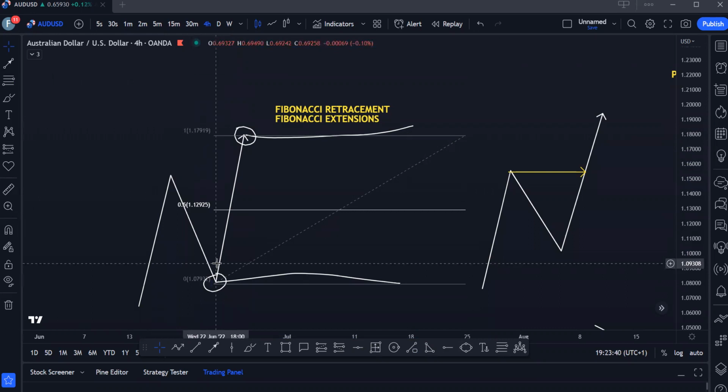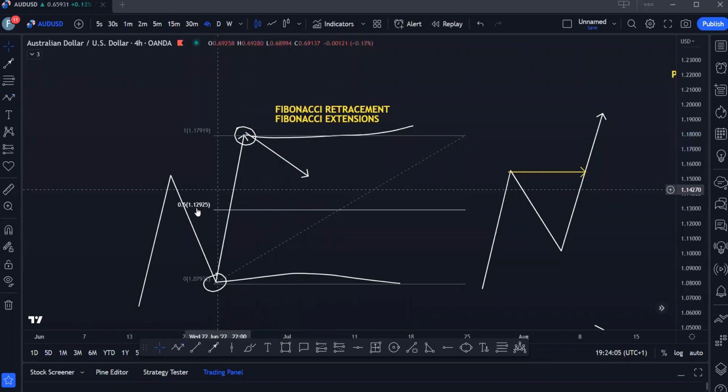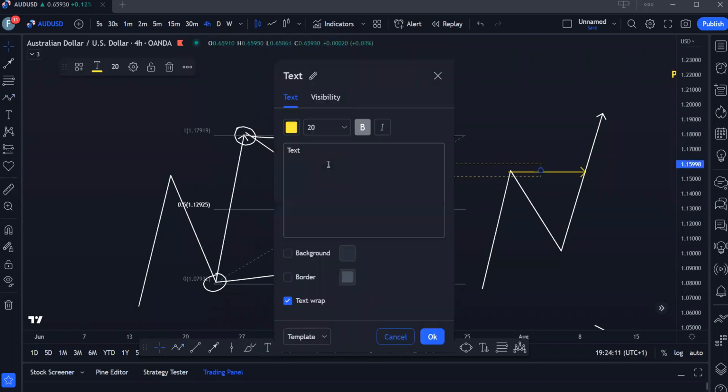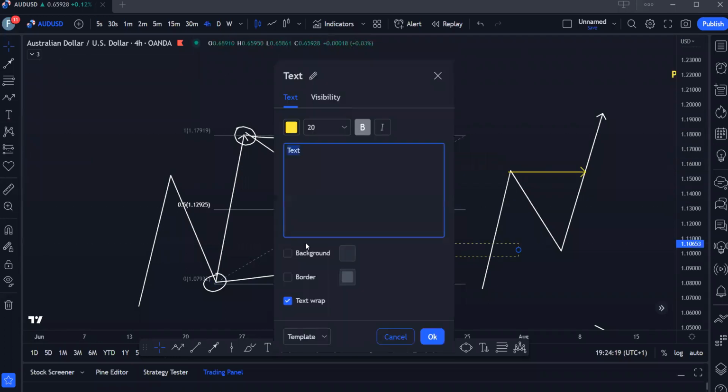When it comes to premium and discount, once price retraces to 50 here, anywhere from 0.5 to 0 is a discounted price. So you are not interested in buying when price is still in a premium. Premium in this case is 0.5 to 1. Over here in this case is a premium zone, and over here is discount.